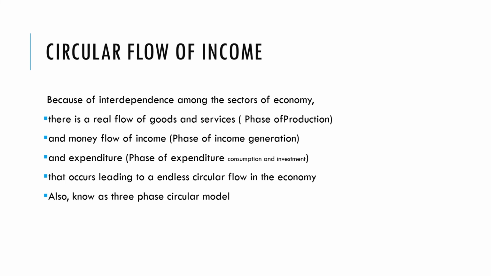We have just seen in this previous slide how between production sector and household sector, the flow of income happens, flow of goods and services happen, and flow of expenditure happens. This is also called as three-phase circular model, which leads to an endless circular flow in the economy. Let us look at another slide which explains the diagrammatic form of circular flow of income.